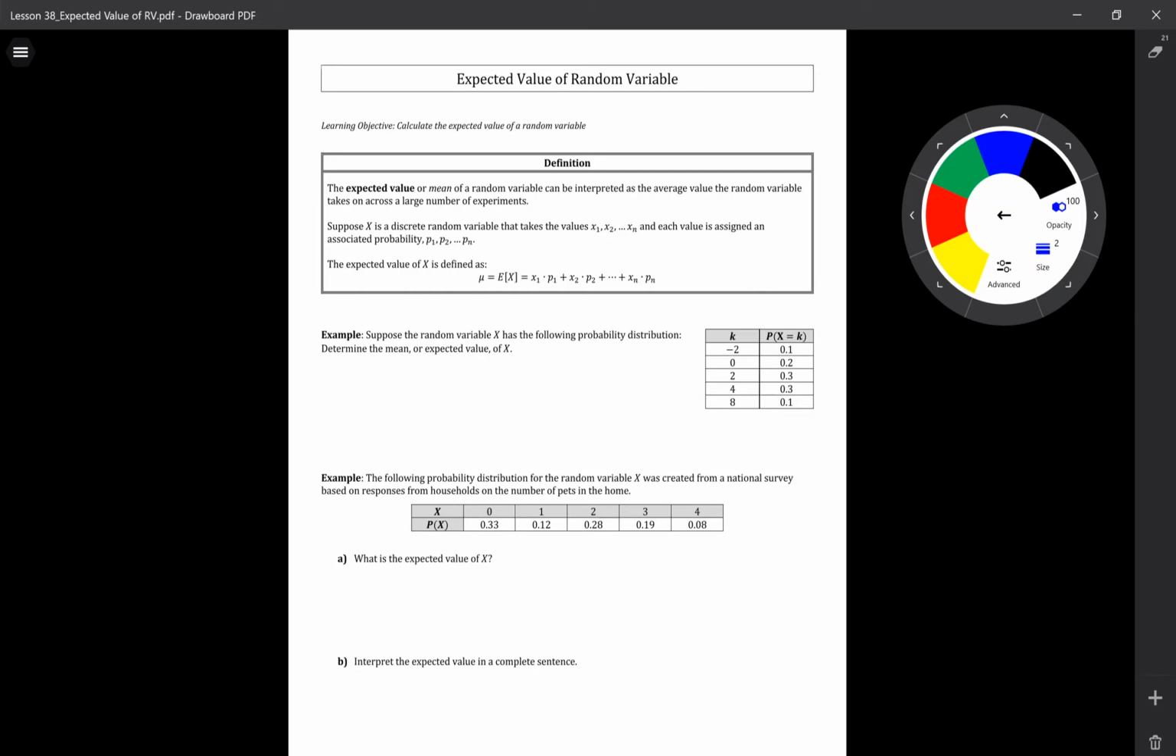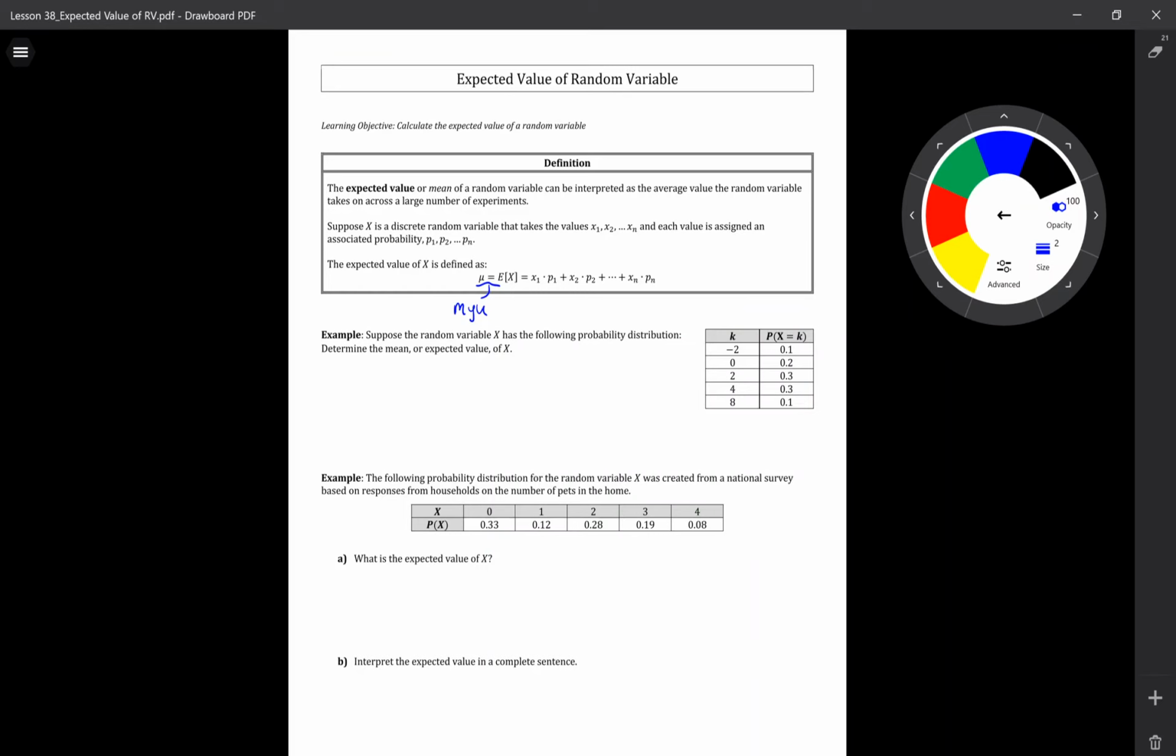It's the average, basically. Suppose that x is a discrete random variable that takes on these values, and each value is assigned a probability. Then we find the expected value. This is a Greek letter pronounced mu, is all of the x values times their respective probabilities all added up together. So that is how we find the expected value. We had this example in our previous lesson. Now we want to use this table to find the expected value of the experiment.